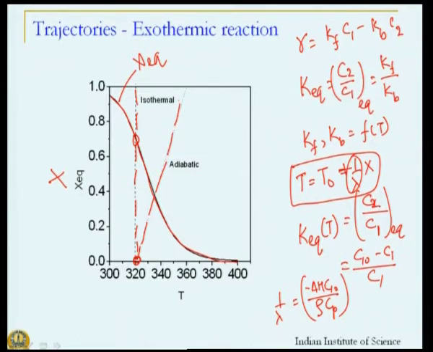So, what will happen if you start the same reaction, same temperature, but in an adiabatic manner? The temperature will increase, and eventually we will reach equilibrium. So, this is x equilibrium for isothermal operation, this is the equilibrium limit for adiabatic operation. Now, what has happened? The maximum conversion in an adiabatic reactor will be lower than the maximum conversion in an isothermal reactor.